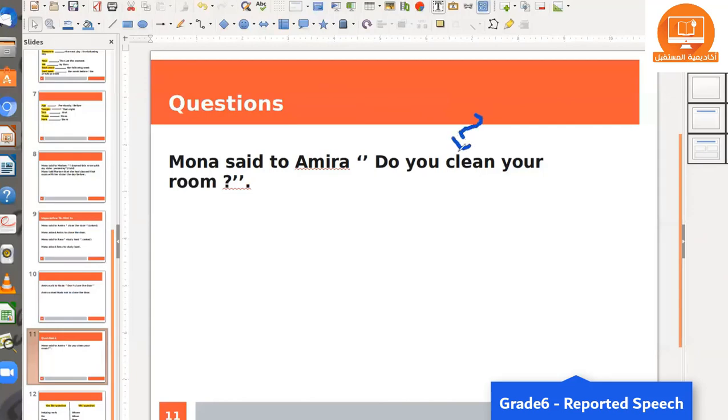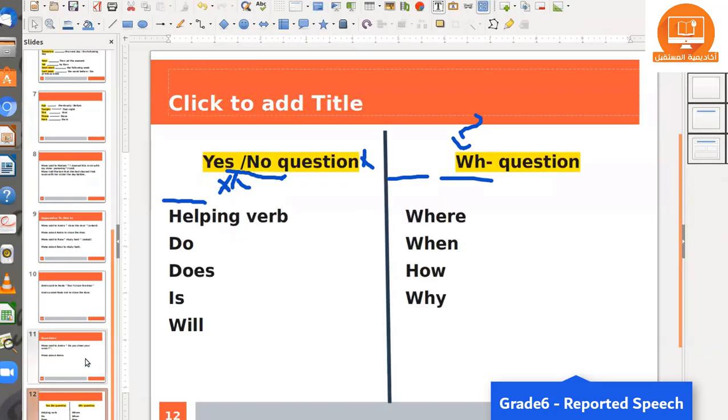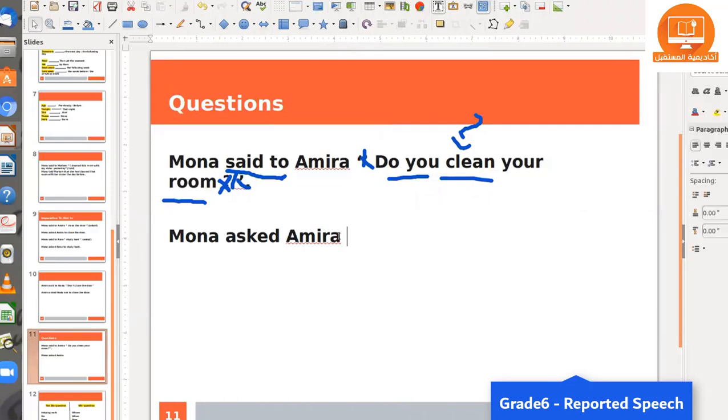So if my question is a yes or no question like this, what should I do? First of all, I should remove quotation marks, and I should remove the question mark. I should replace it with wanted to know or asked. So I will write, Mona asked Amira, and what should I do with yes or no question? I must add if, Salma. Okay? With yes or no question, only yes or no question, I add if. Okay, if. What else should I do?